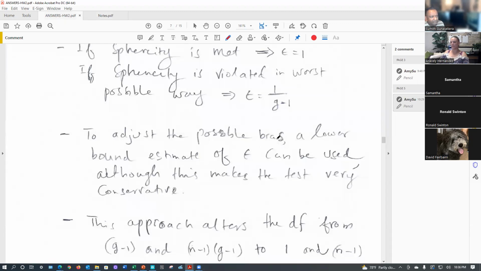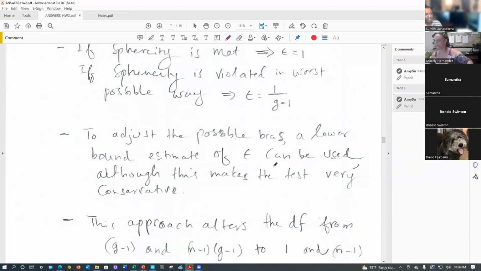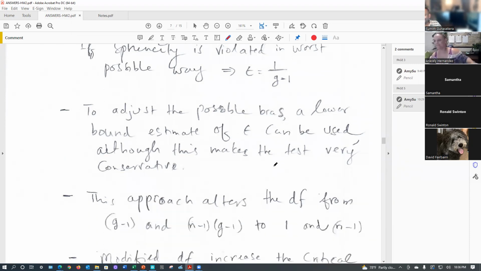Bias. I'm sorry, bias. I cannot even read what I wrote. Bias here. A lower bound estimate of epsilon can be used, although this makes the test very conservative. Okay, lower bound you can use.